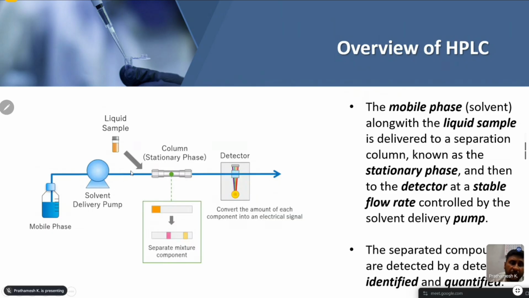So how does the separation happen? The component mixture would have components which have affinity, a liking, towards a polar surface, and some would have a liking towards a non-polar surface. Those with affinity towards the polar surface will stick to the stationary phase, and the non-polar ones will simply stay in the mobile phase. So that is how the separation is taking place. The non-polar would come out first and the polar would remain behind.